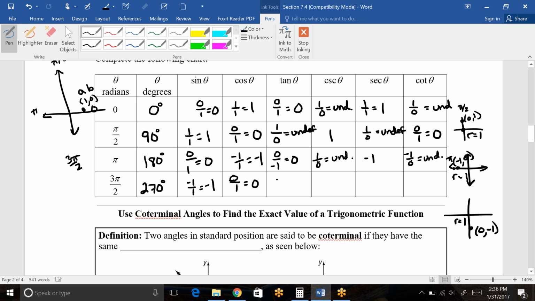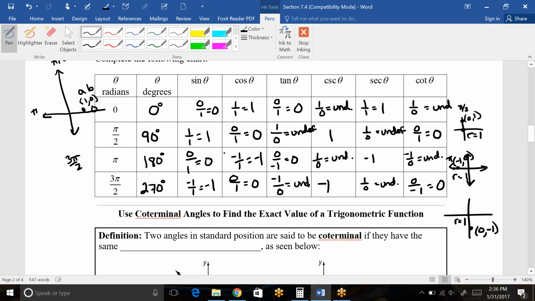Y over x would be our tangent, so that is going to be undefined. And for the last ones, we just flip it, so this would still be negative 1 if you flip it. This would be 1 over 0, which is undefined. And this would be 0 over negative 1, which is 0.